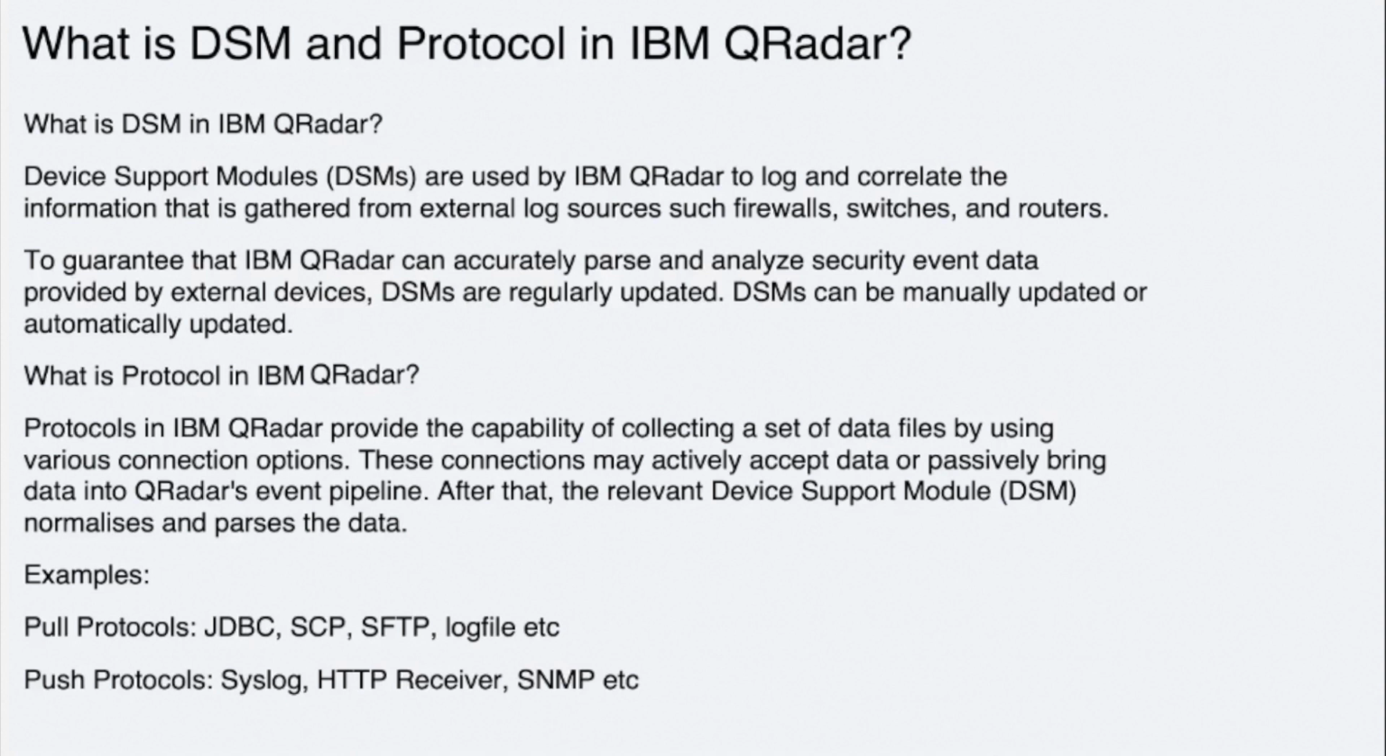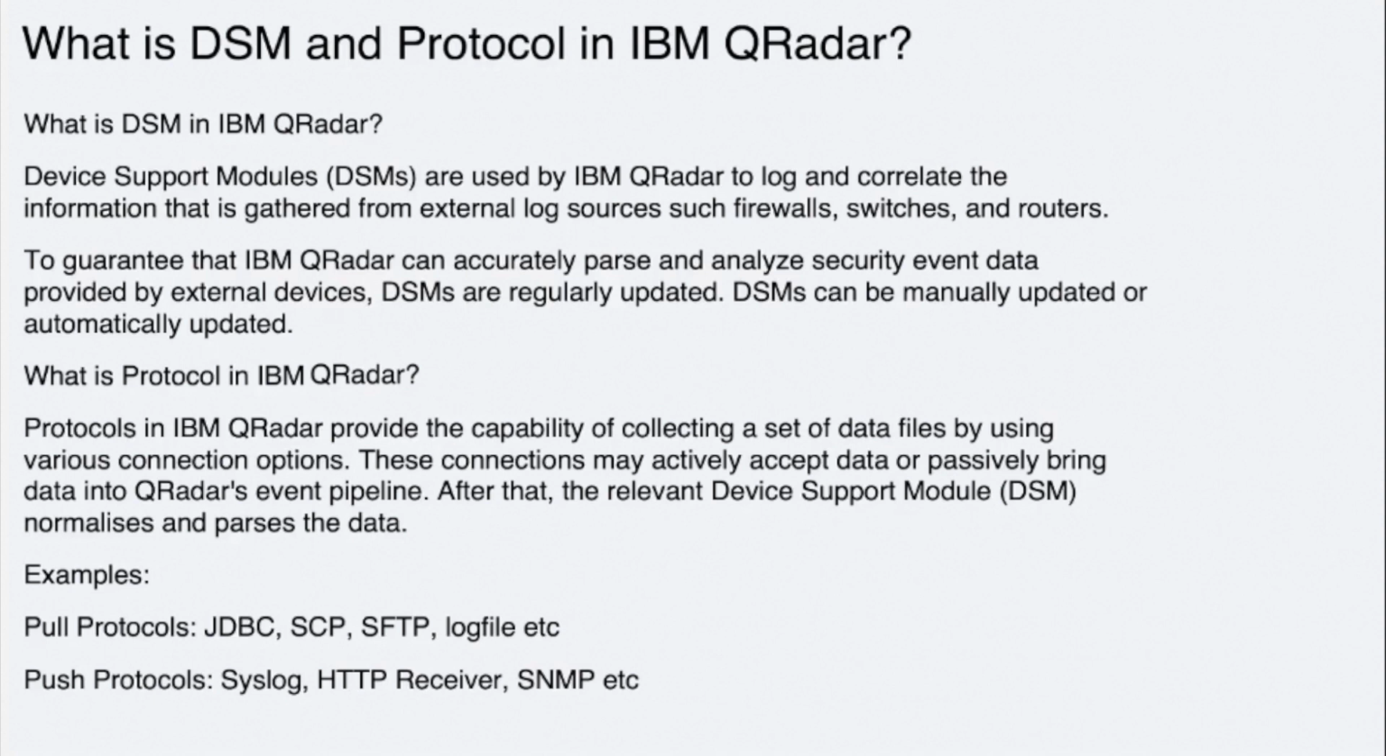DSM, or Device Support Module, is used by IBM QRadar to log and correlate the information that is gathered from external log sources such as firewalls, switches or routers. To guarantee that IBM QRadar can accurately parse and analyze the security event data provided by those external devices, DSMs are regularly updated. DSMs can be updated manually or automatically using the IBM auto update.